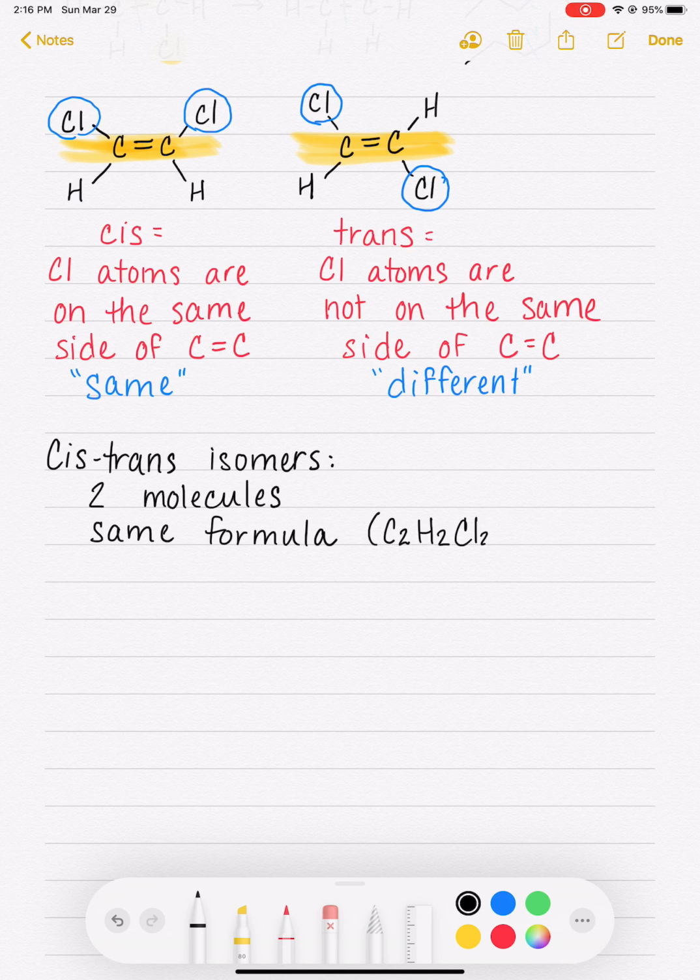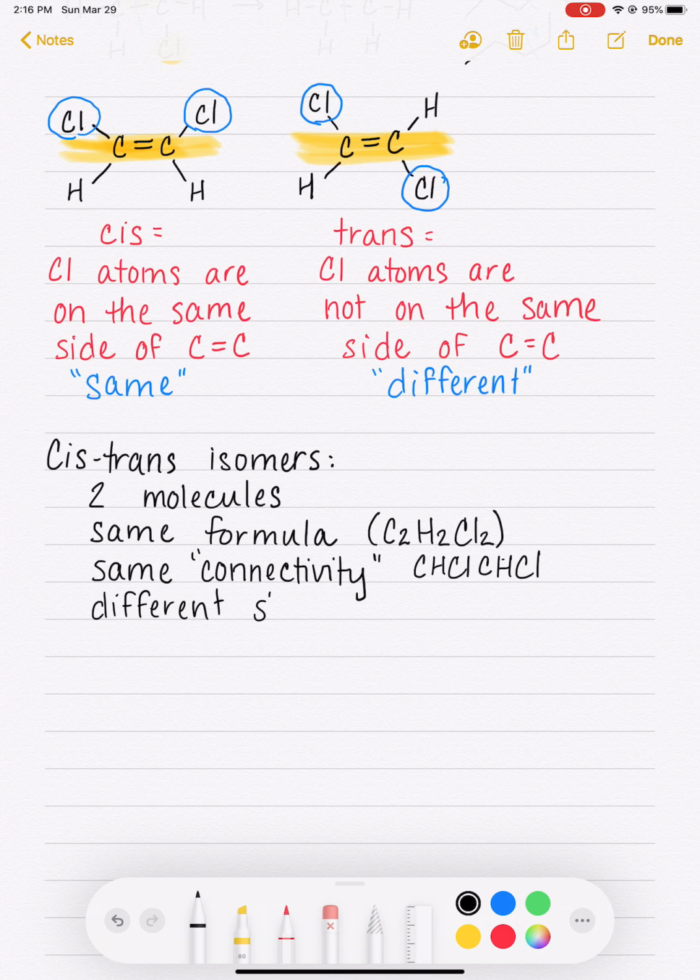If we're looking at a condensed structure, which is a really good way to analyze connectivity, it's a carbon with a hydrogen and a chlorine, and then another carbon with a hydrogen and a chlorine. So these two molecules have the same connectivity. They have a different shape or orientation or arrangement, whatever word you want to use, around a carbon-carbon double bond.